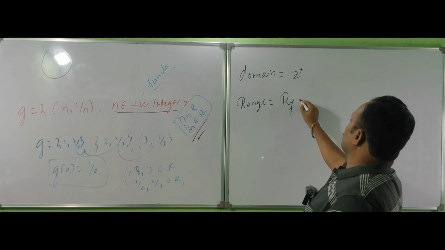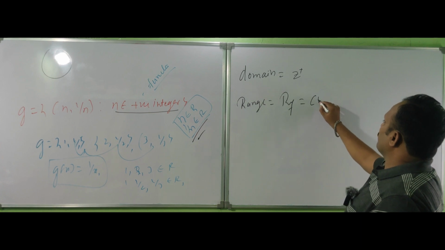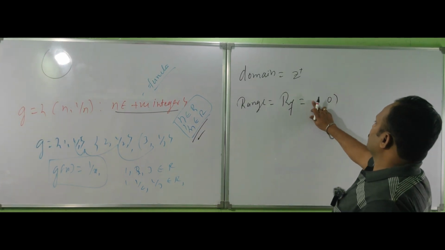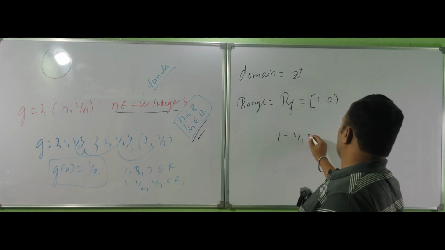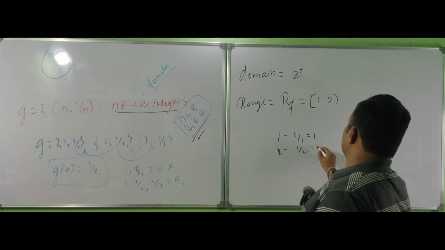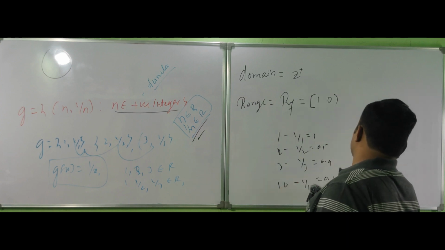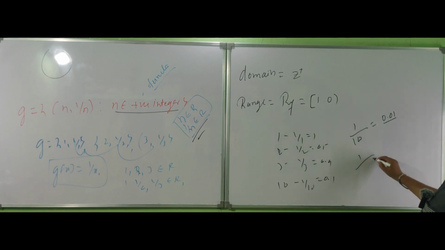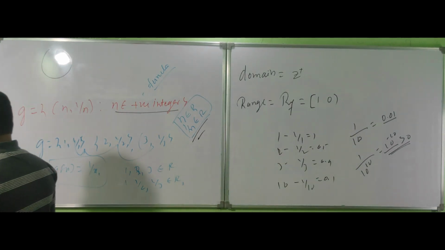The range of f we can write is 1 by n. Maximum is 1, and toward 0. For 1 I have 1 by 1 equal to 1, for 2 I have 1 by 2 meaning 0.5, for 3 we have 1 by 3, about 0.33, for 10 I have 1 by 10 equal to 0.1, for 100 I have 0.01, and for 10 to the power 10 I have 10 to the power minus 10, which is still greater than 0. This is the range. They have not mentioned it, but I am writing it here.